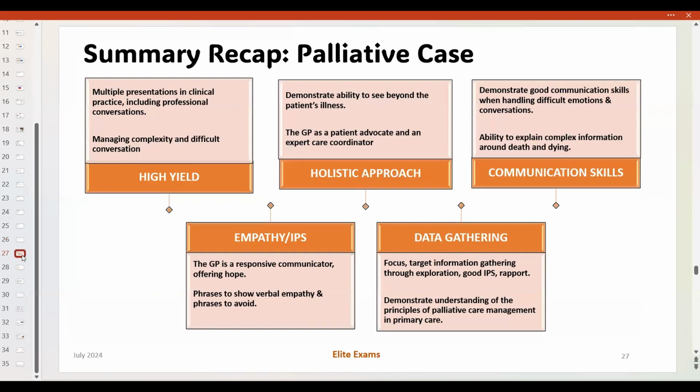to help you improve on managing your palliative cases. So to summarize quickly, we've talked about palliative cases. We've had an exercise to show why it's high yield. I think it's high yield anywhere because we see it in clinical practice. We have it almost on a daily basis.